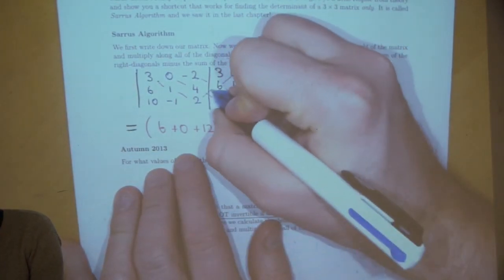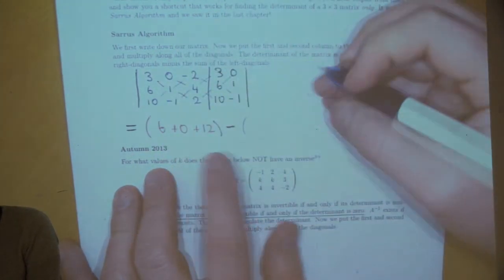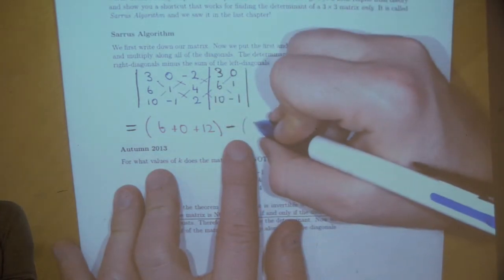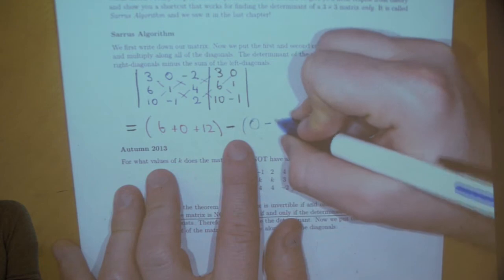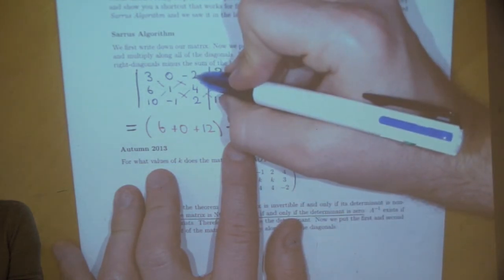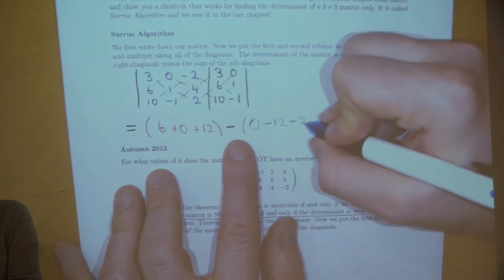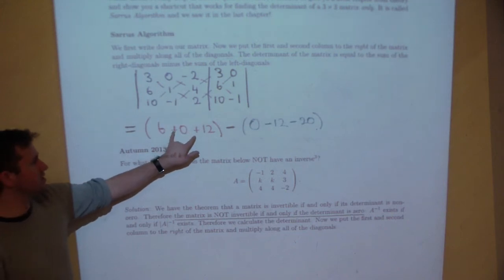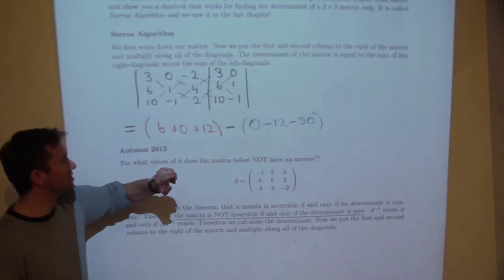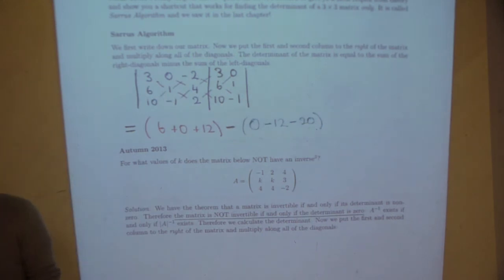0 by 6 by 2. 3 by 4 by minus 1. Minus 2 by 1 by 0. So the 0 by anything gives 0. 3 by 4 is 12, by minus 1 is minus 12. And finally, minus 2 by 1 is minus 2, by 10 is minus 20. And I think we end up with, this looks like 18 minus minus, which is plus 18 plus 32, which is 50.